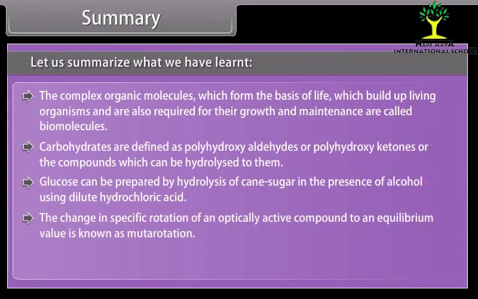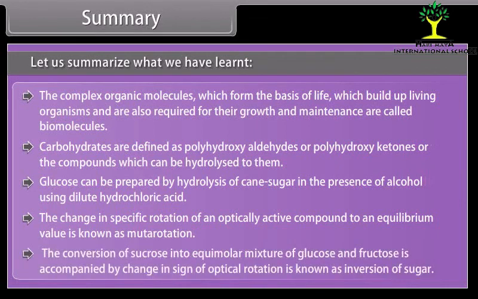The change in specific rotation of an optically active compound to an equilibrium value is known as mutarotation. The conversion of sucrose into equimolar mixture of glucose and fructose is accompanied by change in sign of optical rotation, and is known as inversion of sugar.